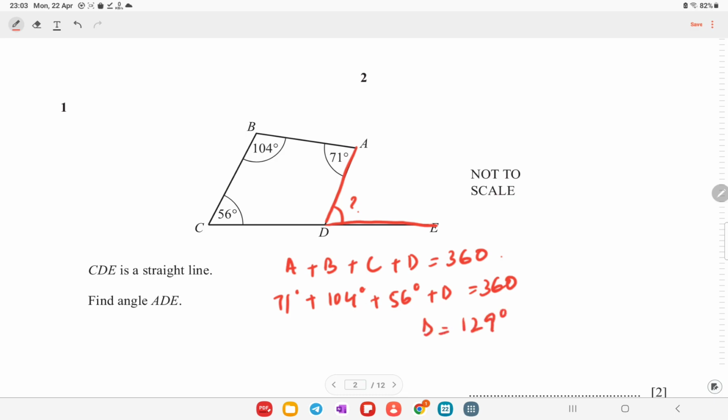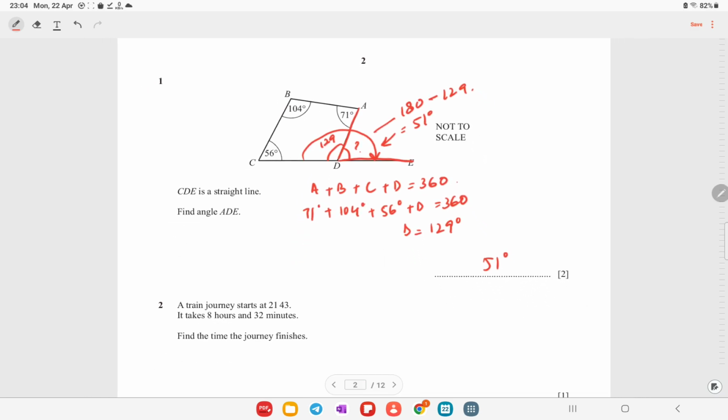129 degrees. Once it is done, we now know that the angle on a straight line, which is CDE, is going to be 180. So 180 minus 129, and that's going to be 51 degrees. So this angle is 51 degrees. So this is your right answer.